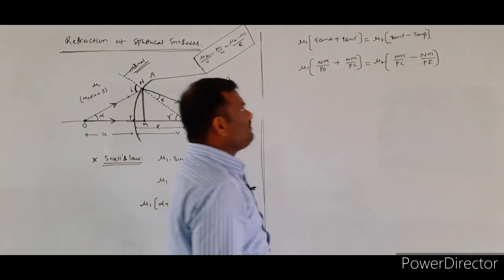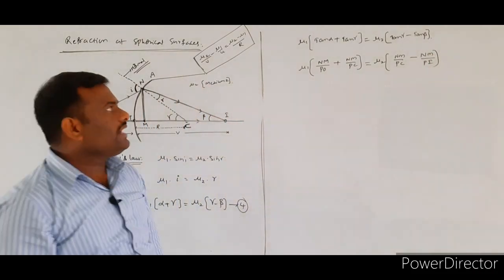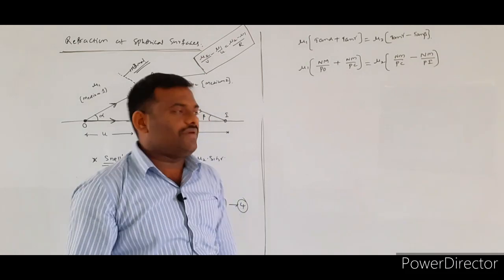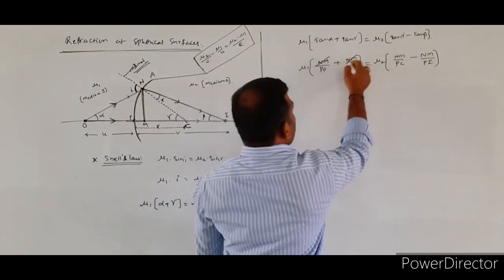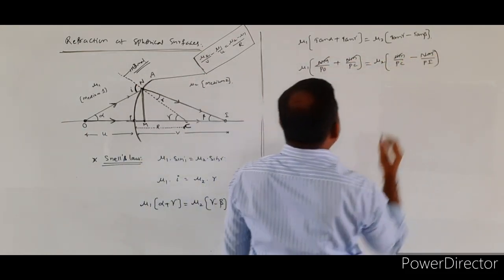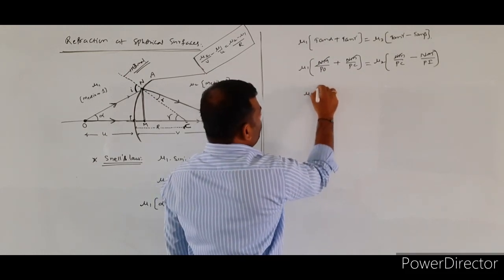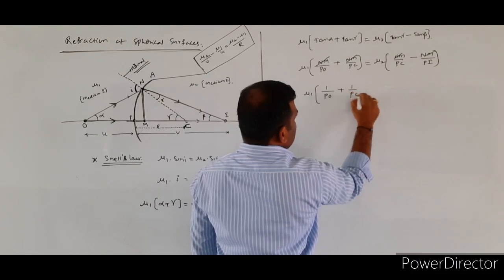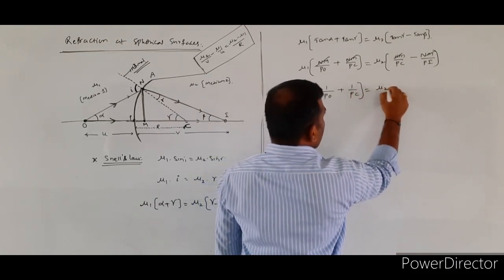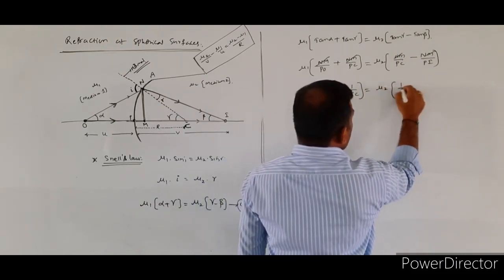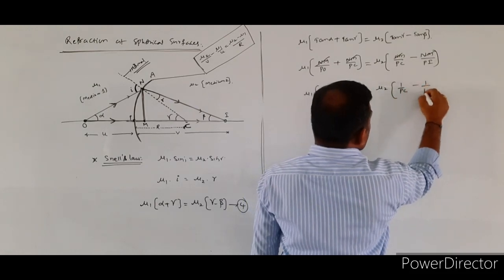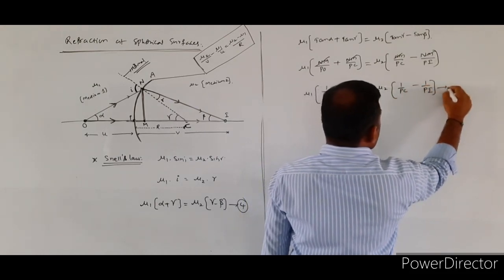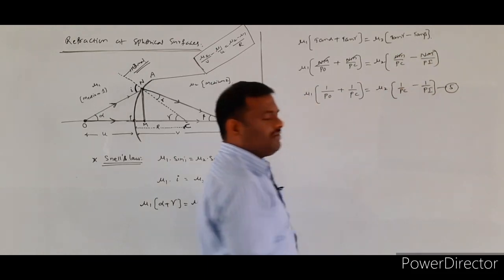So, I simply substitute the values of tan alpha, tan beta, tan gamma. All the numerator values get cancelled. You will get mu1 into (1 by PO plus 1 by PC) equal to mu2 into (1 by PC minus 1 by PI). Equation number 5.